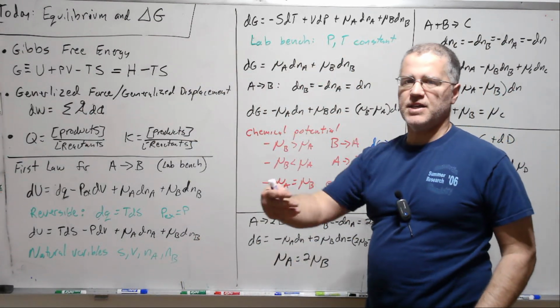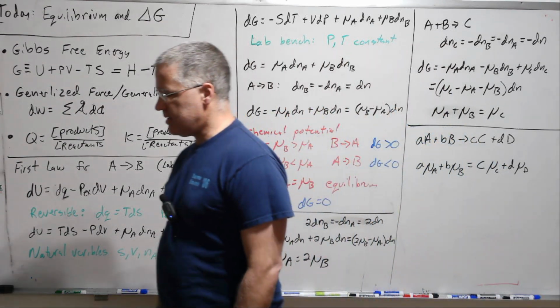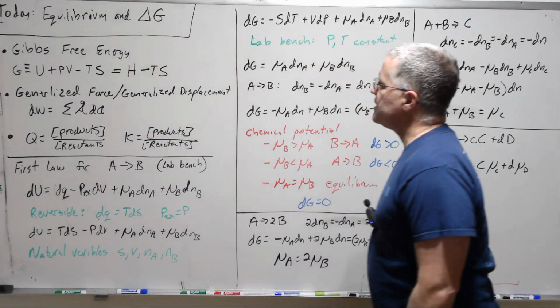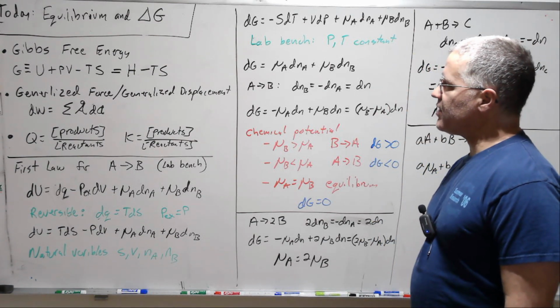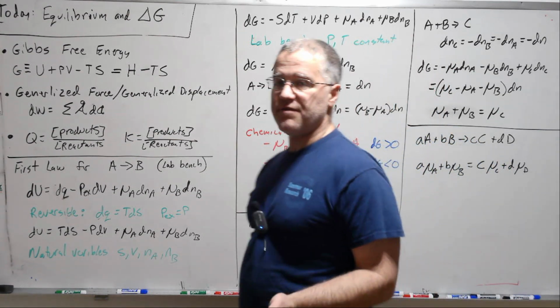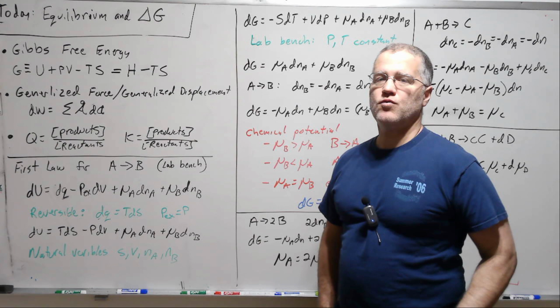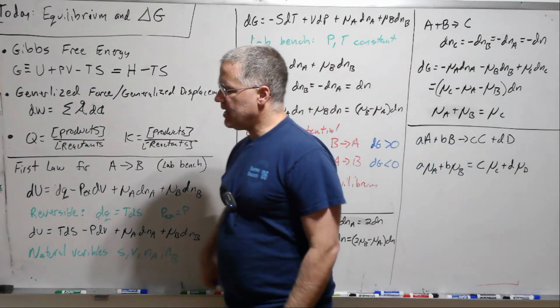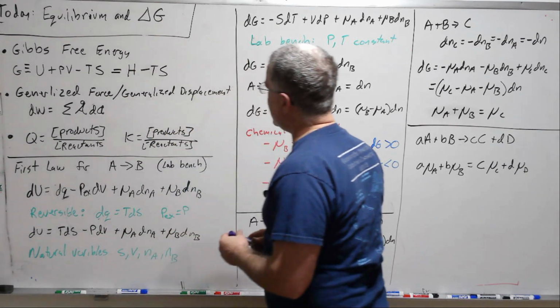So we're coming into this idea of chemical equilibrium, and last time we set up the equilibrium constant and the reaction quotient. Today we're going to talk about criteria for equilibrium, and we're going to see two of those, one related to the chemical potential and one related to the Gibbs free energy. So let's get into that.